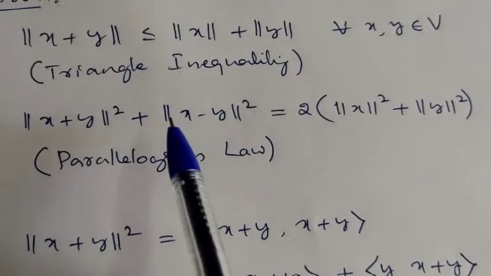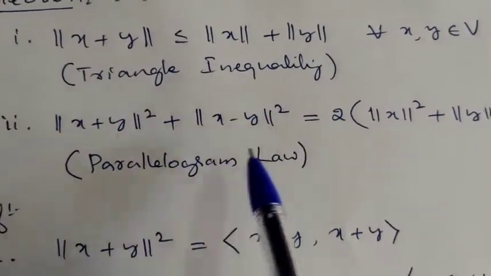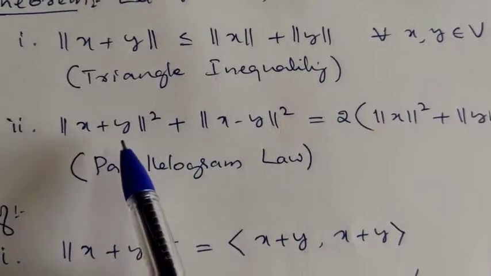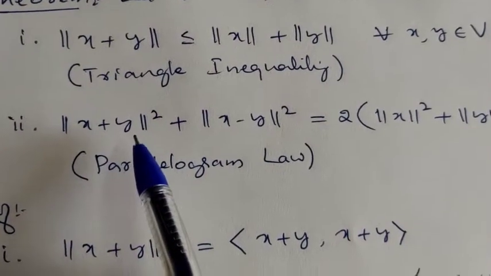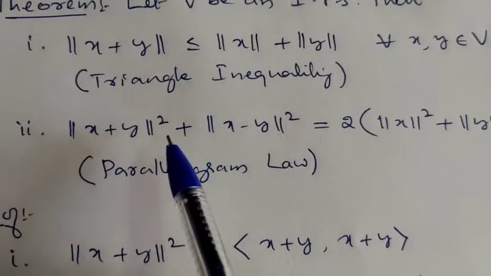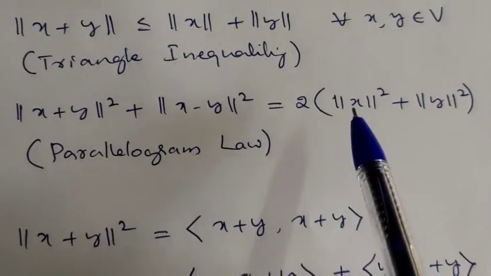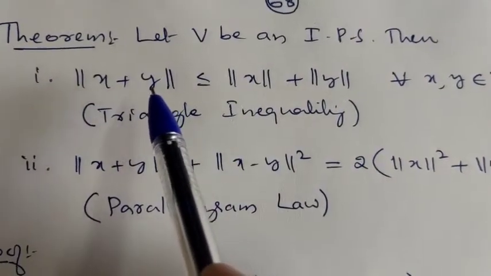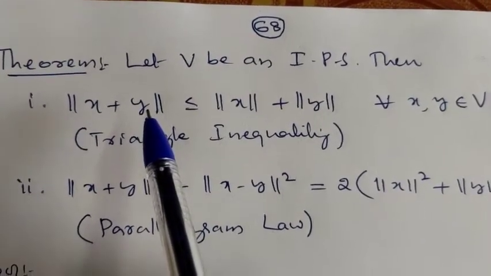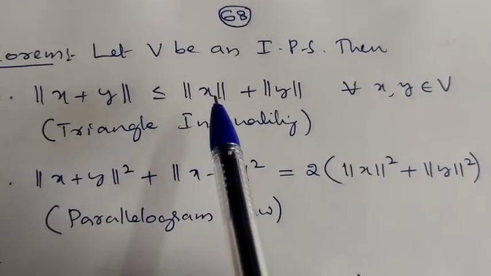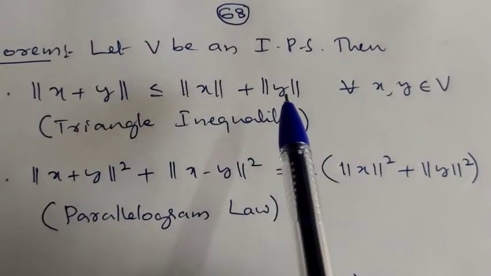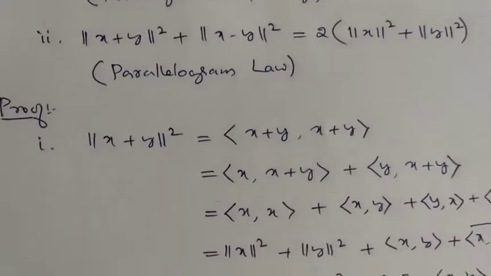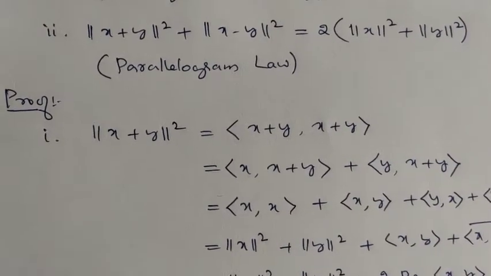Geometrically, this condition is nothing but the parallelogram law, because it says the sum of the squares of the diagonals of a parallelogram is equal to 2 times the sum of the squares of its sides. And the triangle inequality says the length of the third side of a triangle is less than or equal to the sum of the lengths of the other two sides. That's why it's called the triangle inequality, and the second one is called the parallelogram law. They are very simple, only computation.